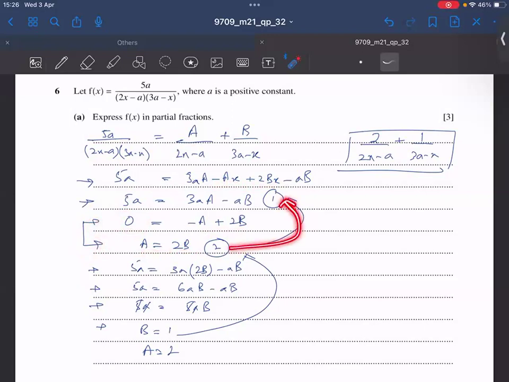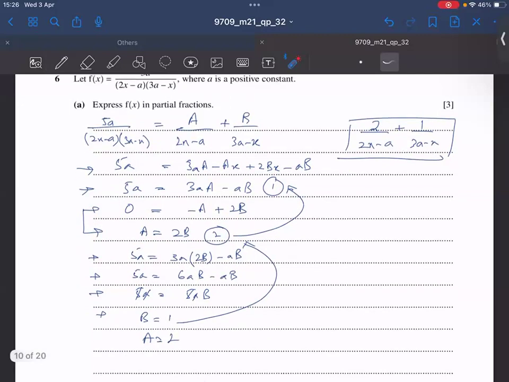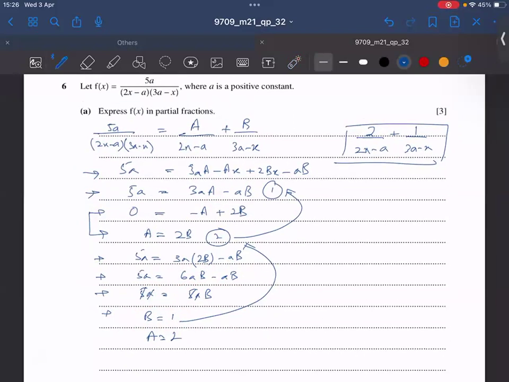I substituted it in the first equation, and you can see over here I have got 3a times, I replace a with 2b, minus ab, so I've got 6ab minus ab. It's going to be 5ab. So 5a and 5a is going to cancel, b is going to be equal to 1. Is it clear or not? And if you substitute b in the above equations, you're going to get a as 2. Is that clear or not? Sir? Yes.